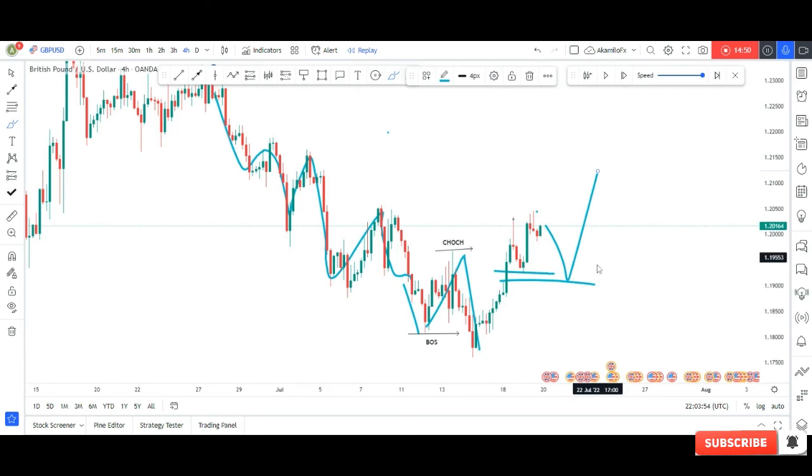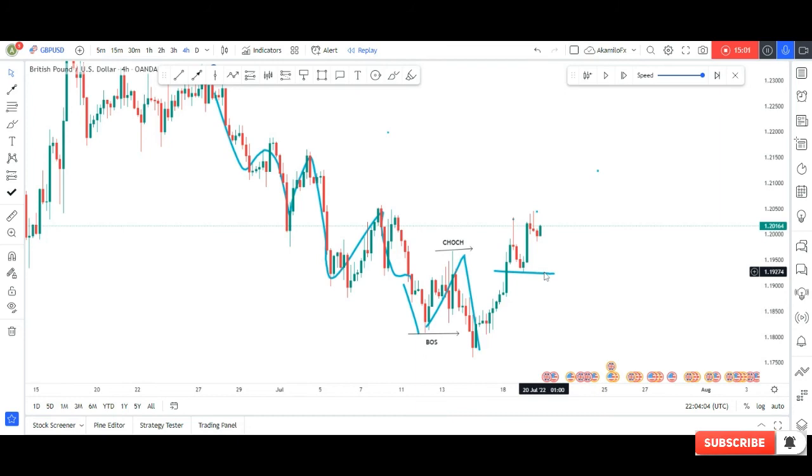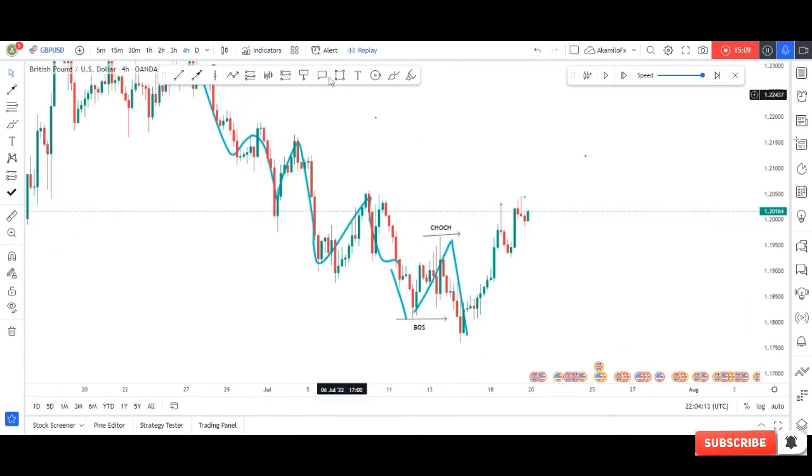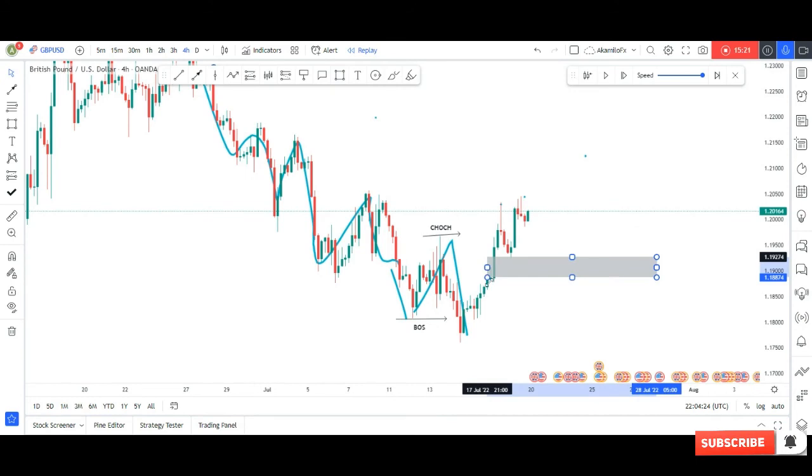So guys, let's see how price will then react at that point. So now this is our zone. Let me mark it. So here is then the zone of an imbalance. So there is our imbalance. So we now take a long position at this particular point.